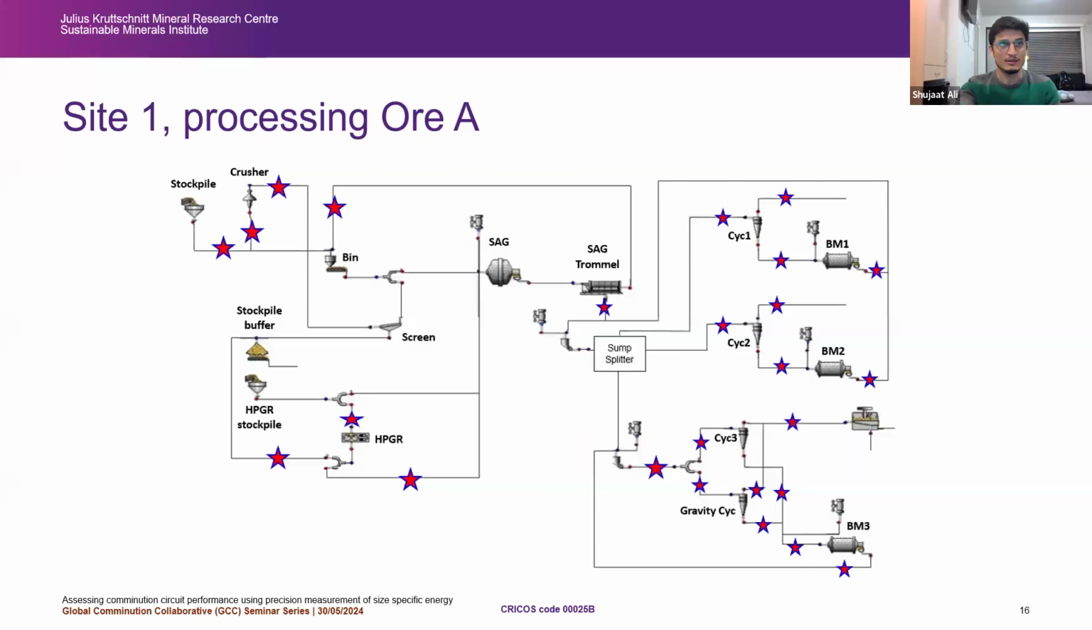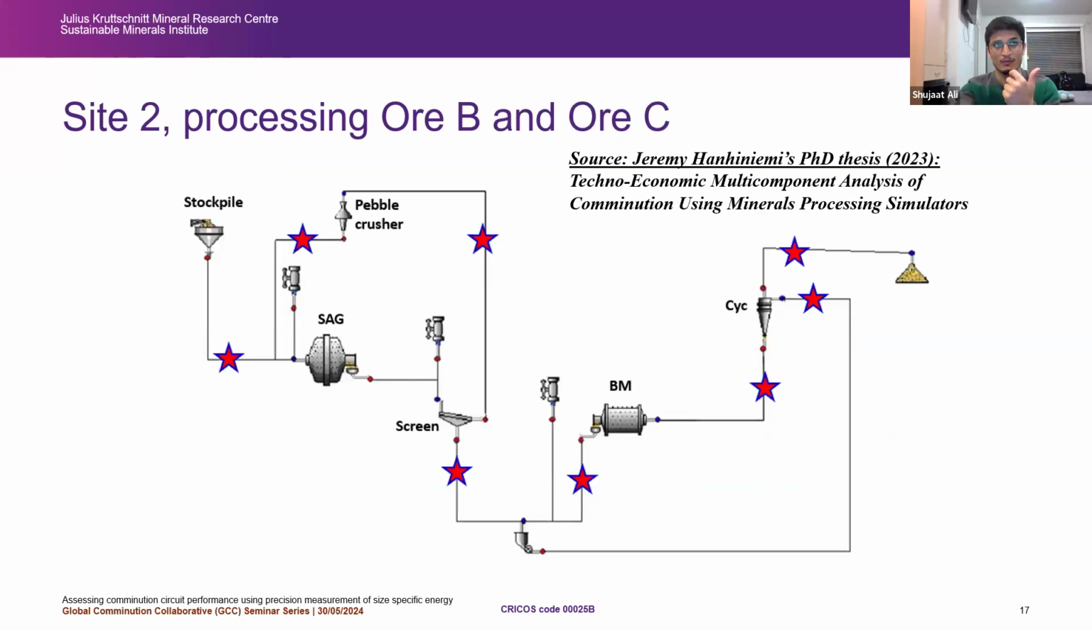So altogether we used 3 ores. Ore A is coming from site 1, and then we got 2 ores, ore B and ore C coming from site 2. And this survey was conducted by one of the students from JKMRC. I think Jeremy, many of you may know him. So he got his thesis published recently as well. He went out there and he surveyed. And I also got this data from his thesis and then used that.